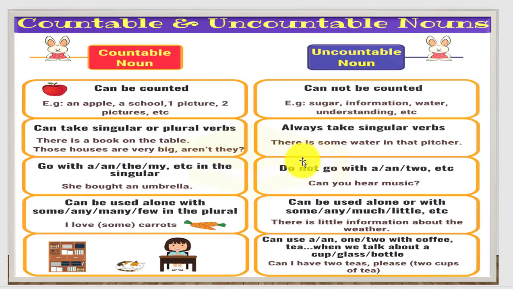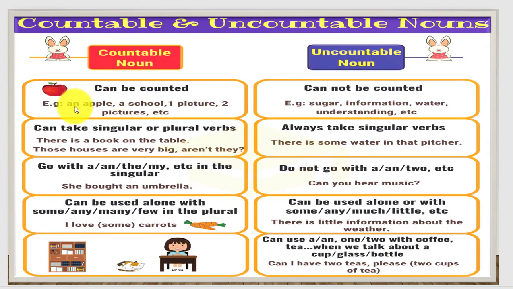Our next chart, let us see this chart about countable and uncountable nouns. It will clarify your understanding about the use of a countable and an uncountable noun. Let us give a short view to the chart. As we have already discussed in the earlier slide, that it can be counted. It can be counted means we can use an article with the countable noun.